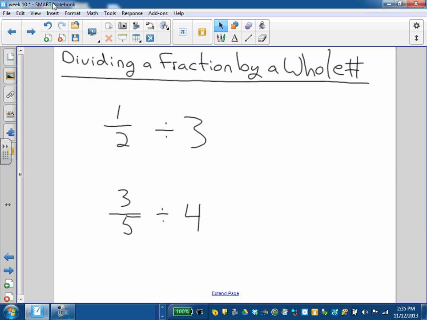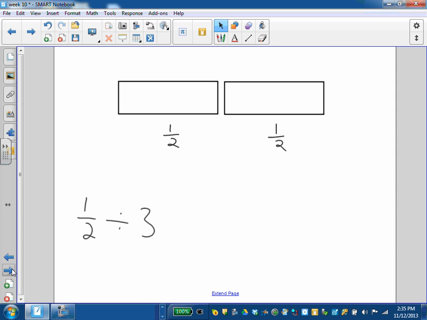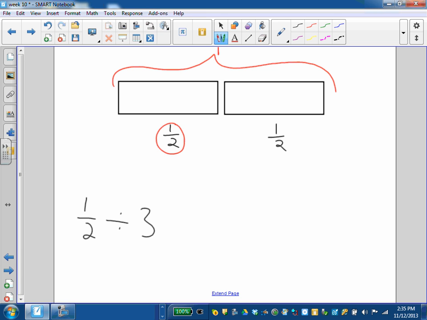So let's make a picture of that and see what that looks like. So here I made 2 rectangles the same size, and let's just say that together this is equal to one whole thing. Okay, so this is one whole thing here, and I broke it into 2 equal parts, and so each part represents a half. Okay, so I'm going to just look at one of these halves right now because my problem just says to take 1/2 and divide it into 3 equal parts. All right, so I'm going to use this one on the left.